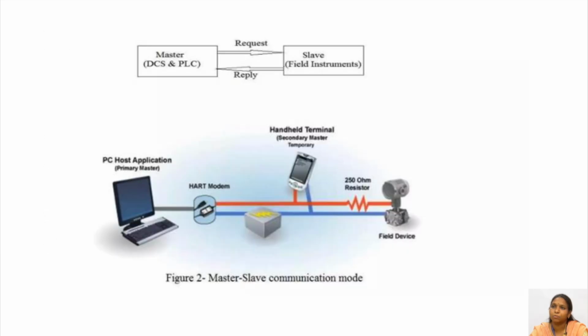So, this diagram shows the master slave communication mode. The first master can be a DCS or PLC, which can give a request to the slave. Slave can be a field instrument. Once the request has been received by the slave, the slave will give a reply to the master. So, this diagram shows the master as a PC host application and field devices as slaves and the secondary master as a handheld terminal.